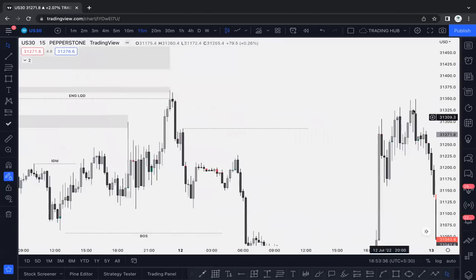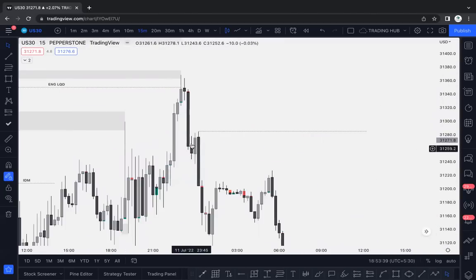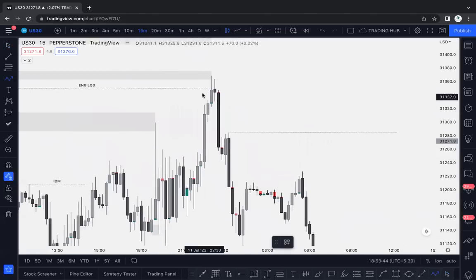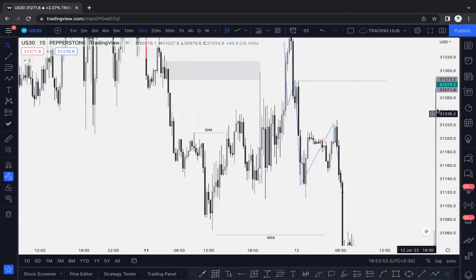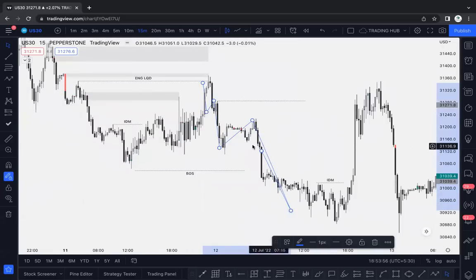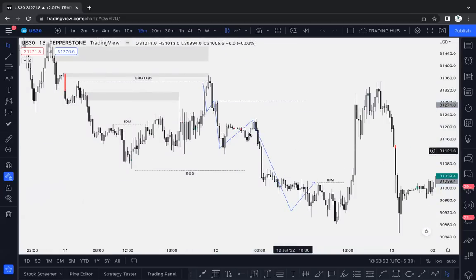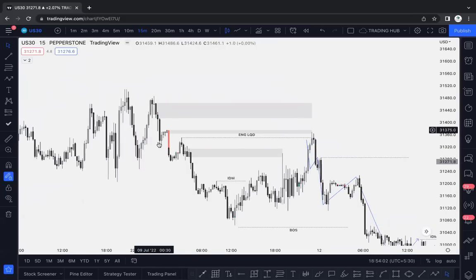Why? Because this is our valid pullback. The market took out this candle's high, correct? So this one is not a single leg. This one moved like this, and this moved like this. And in this case, this is not a pullback because the market did not take out this candle's high. So that's why this one is our single leg here, and this one is inducement and this one engineering liquidity.